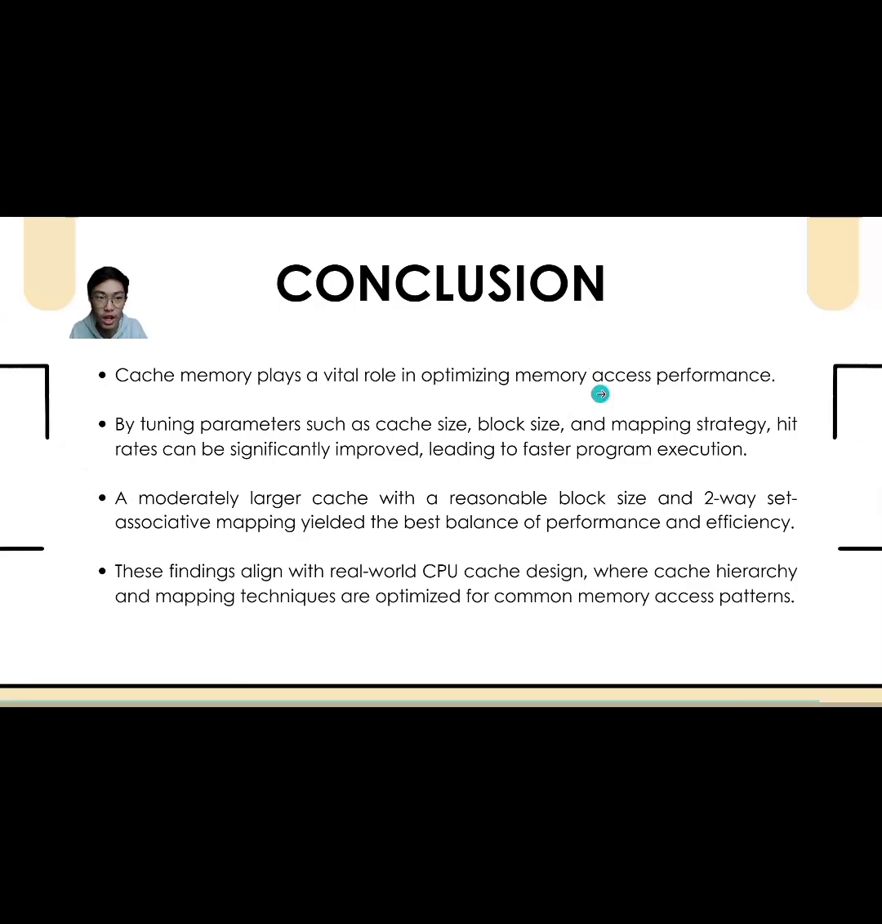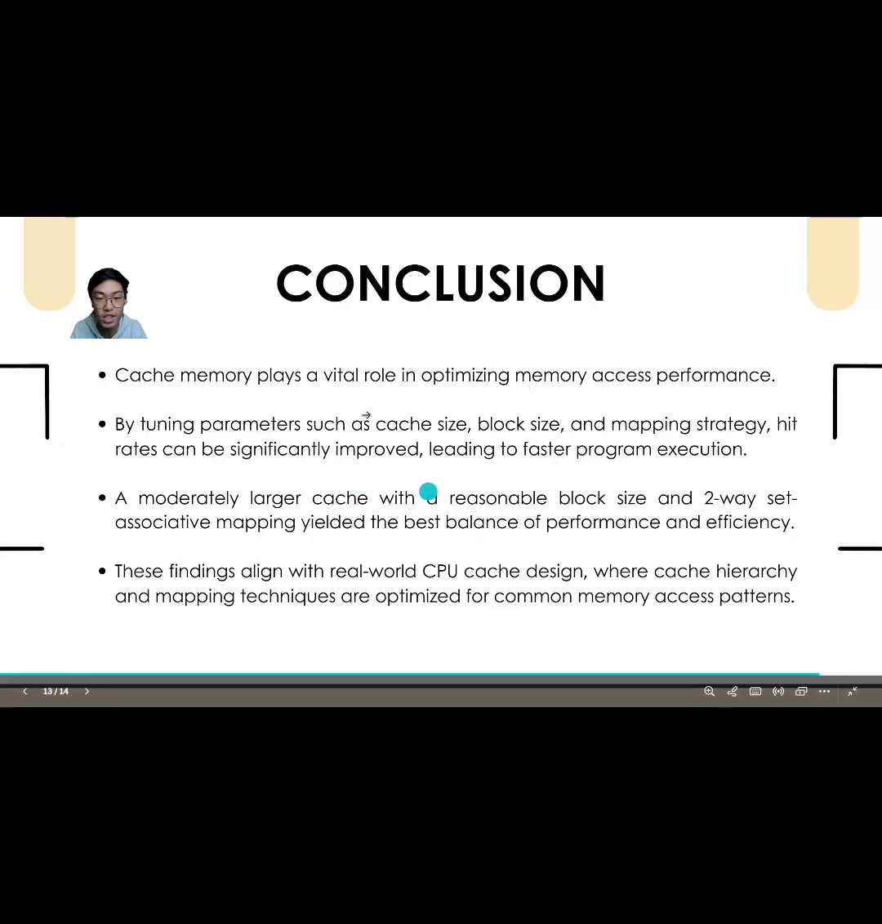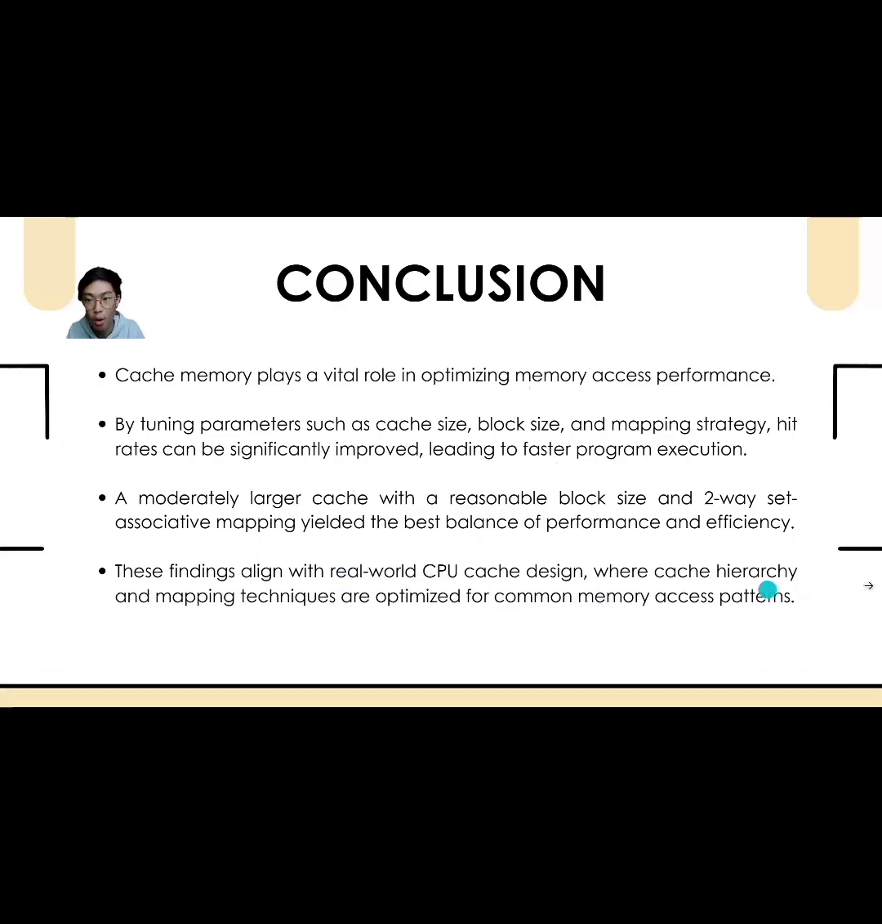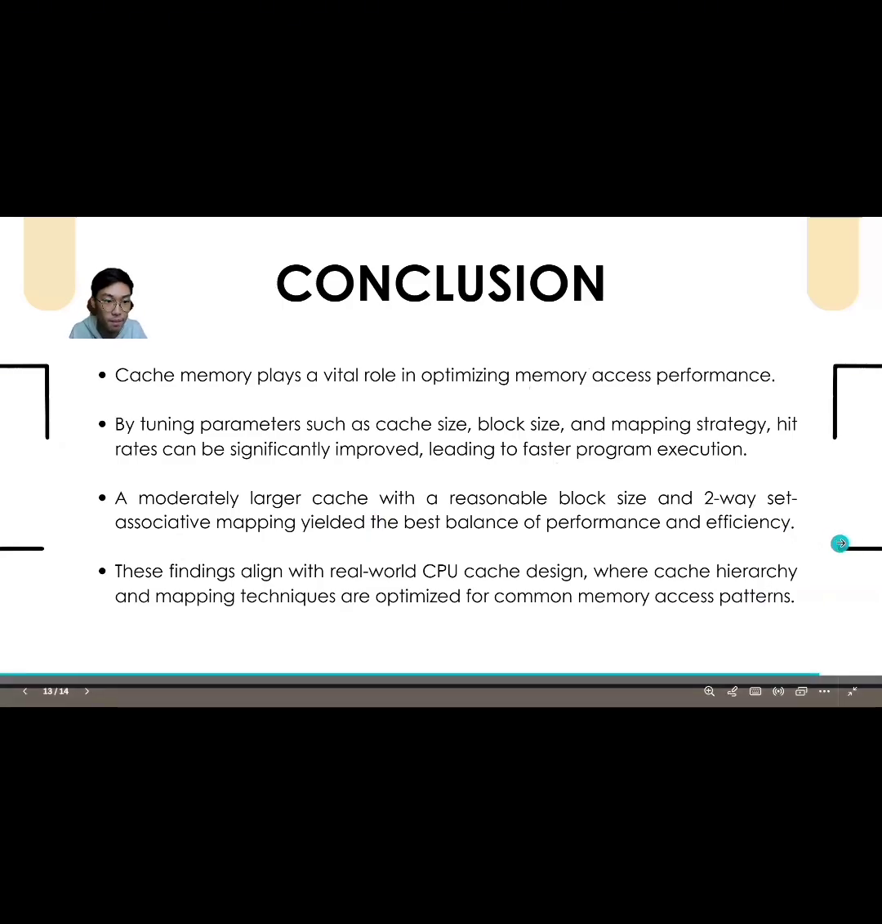In conclusion, cache memory plays a vital role in optimizing memory access performance. If we tune parameters such as cache size, block size, and mapping strategy, the hit rate and miss rate can be significantly improved, leading to faster program execution. Finally, a moderately larger cache with a reasonable block size and two-way set associative mapping will yield the best balance of performance and efficiency. These findings align with real-world GPU cache design, where cache hierarchy and mapping techniques are optimized for common memory access patterns. That's all from me.